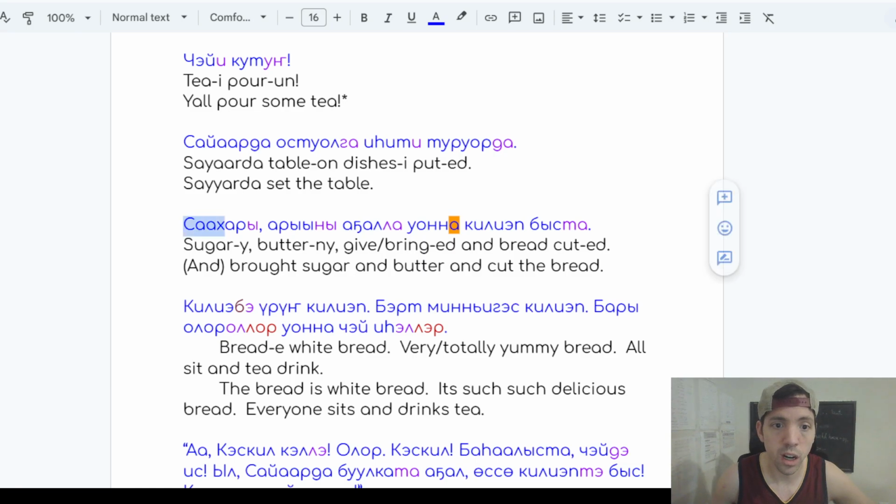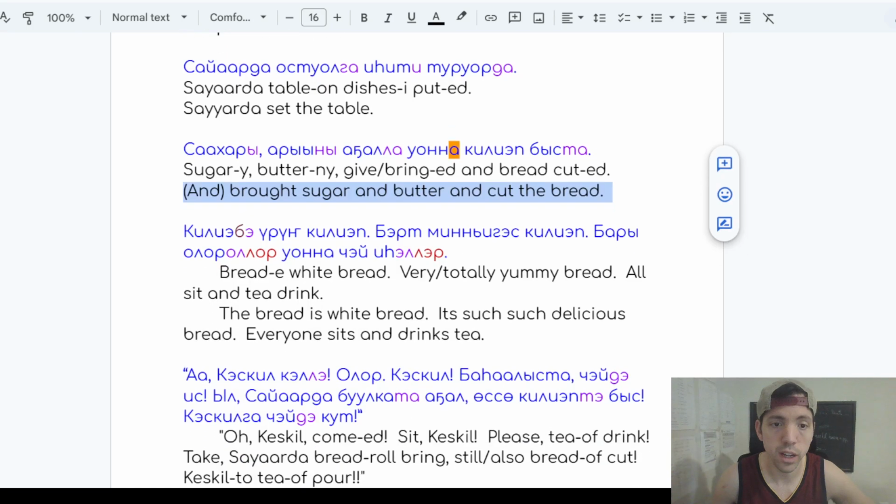So remember the and n endings. These are also the direct object markers. Agalla, past tense ending, and busta, past tense. So brought sugar and butter and cut the bread. So likely that was also sayarda doing that.